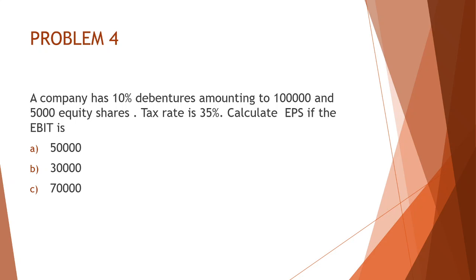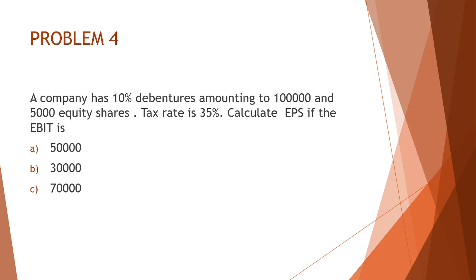So the information given here regarding the equity shares, the number of equity shares is given, the amount is not given, and then debentures, 10% debentures amounting to rupees 1 lakh. And we'll have to calculate the EPS for the EBIT given in three different situations. When the EBIT is 50,000, when the EBIT is 30,000, and when the EBIT is 70,000.